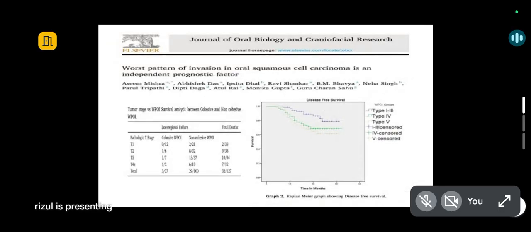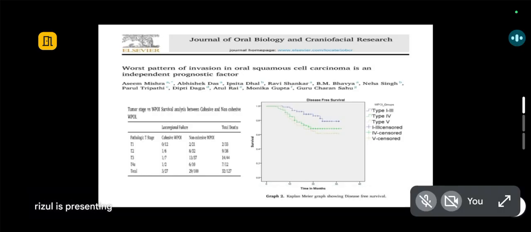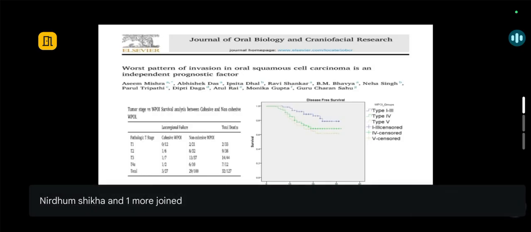So there was one study by Mishra et al. which represents the worst pattern of invasion in oral SCCs, and how the worst pattern of invasion is an independent prognostic factor. In this Kaplan-Meier curve we clearly see the disease-free survival rate, and how much better the disease-free survival rate is when it is type 1 to 3 worst pattern of invasion, compared to type 4, which has a lesser disease-free survival rate, and type 5 has the worst disease-free survival rate.